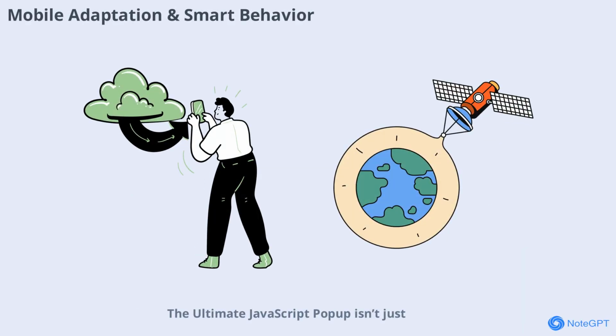Ultimate JavaScript pop-up isn't just for desktops, it adapts beautifully to mobile devices. It also includes smart behaviors like stopping videos or audio when the pop-up closes, ensuring a seamless experience for all users. This attention to detail helps your pop-ups feel professional and considerate, no matter how visitors access your site.